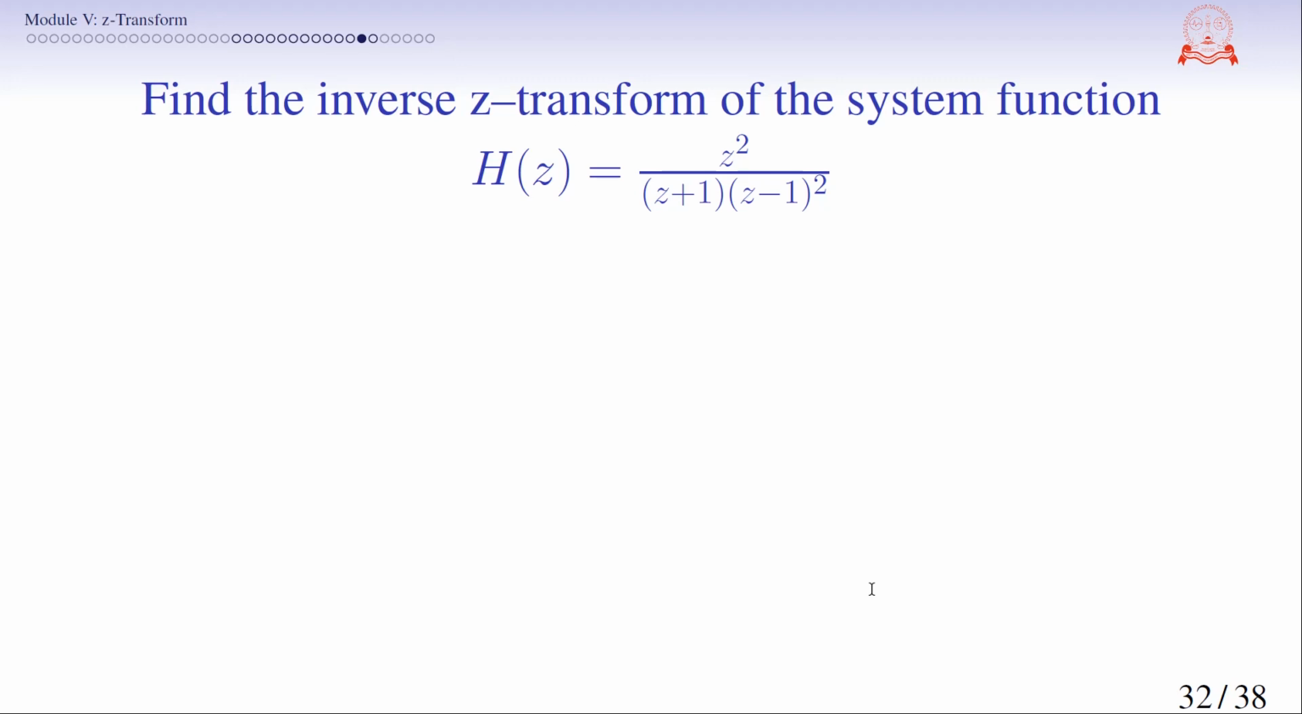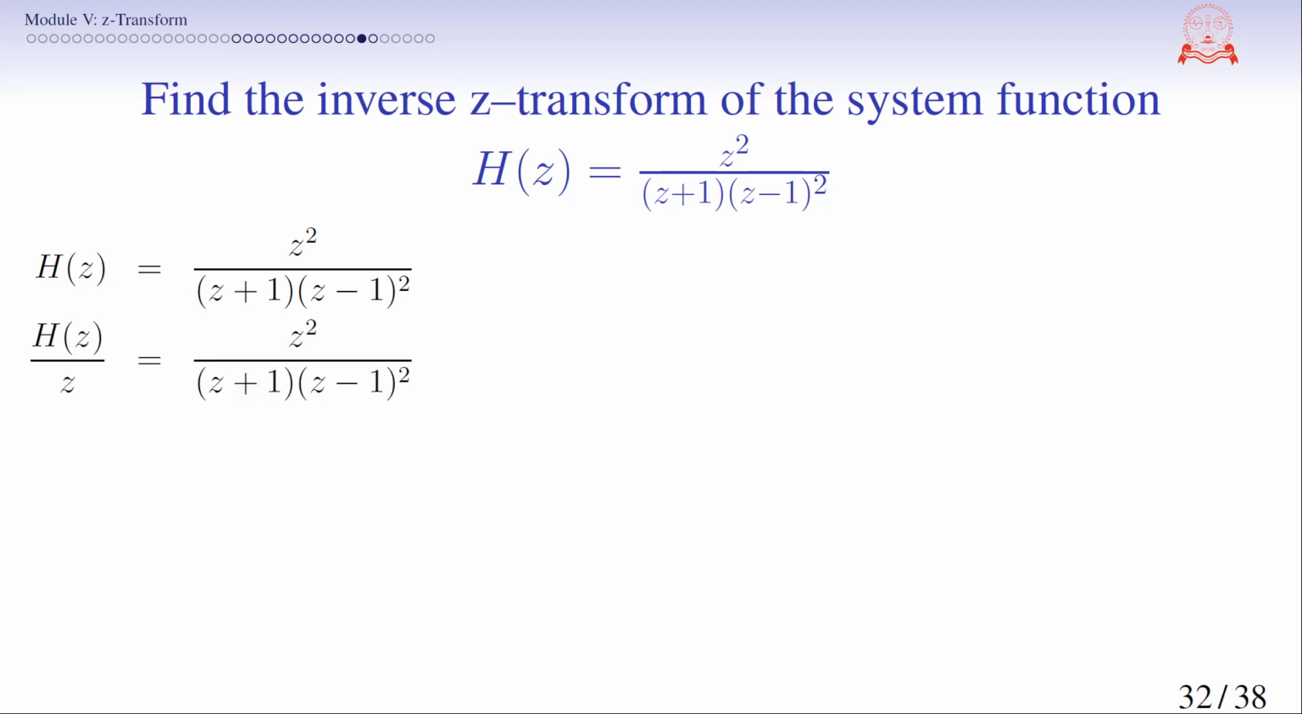Find the inverse Z transform of the function H(z) equal to z squared divided by (z plus 1) into (z minus 1) the whole squared. Here I have a single pole at z equal to minus 1 and a multiple pole at z equal to 1.